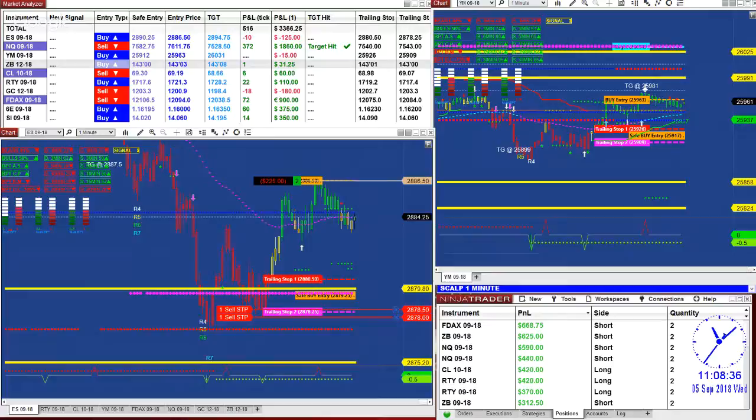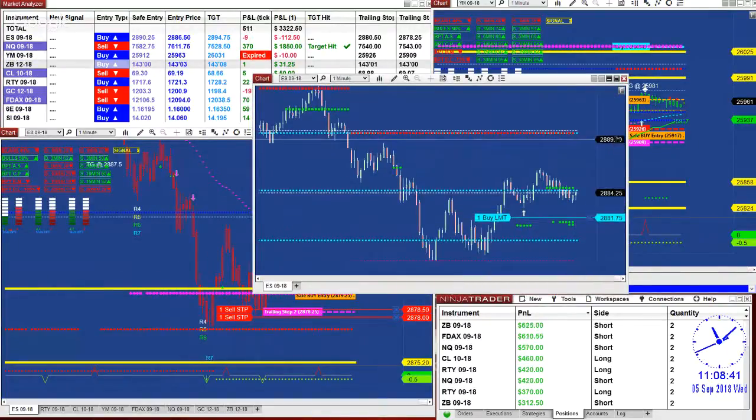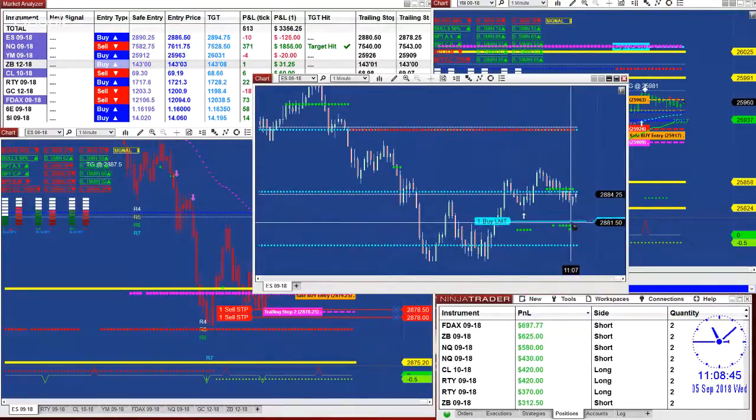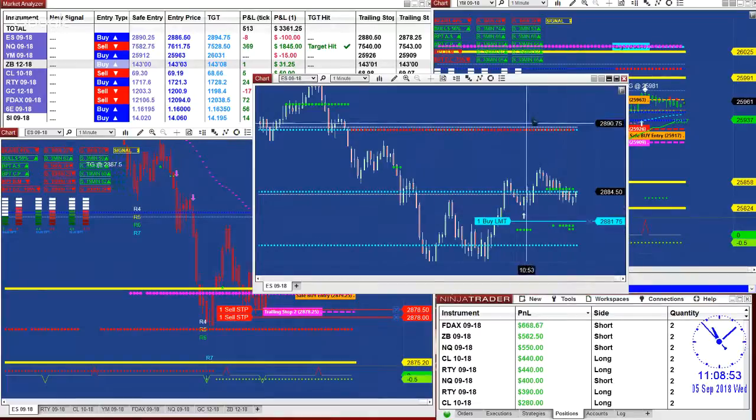I was generous and I give it one more take. My estimation is 8150. I give it one take to get filled. If this ES breaks down to this area, this is the only entry I have.